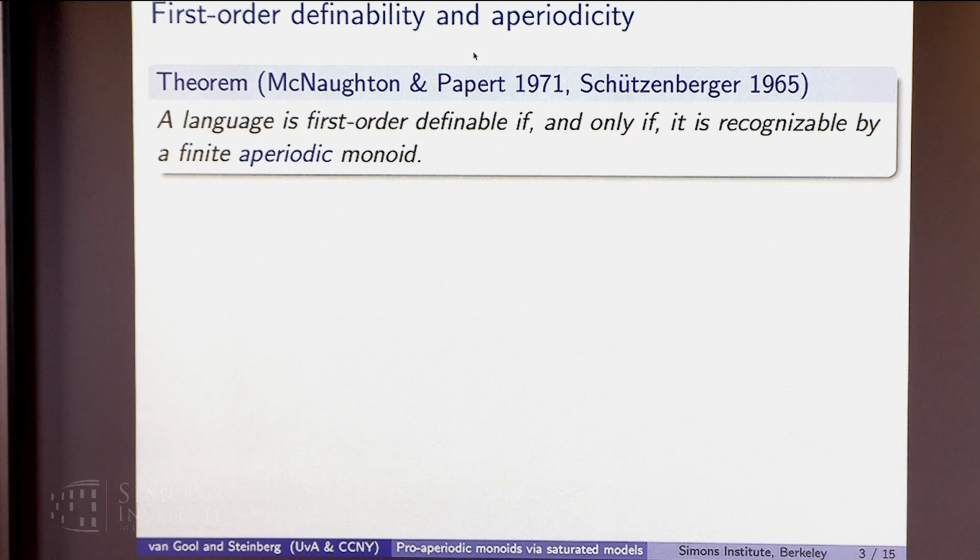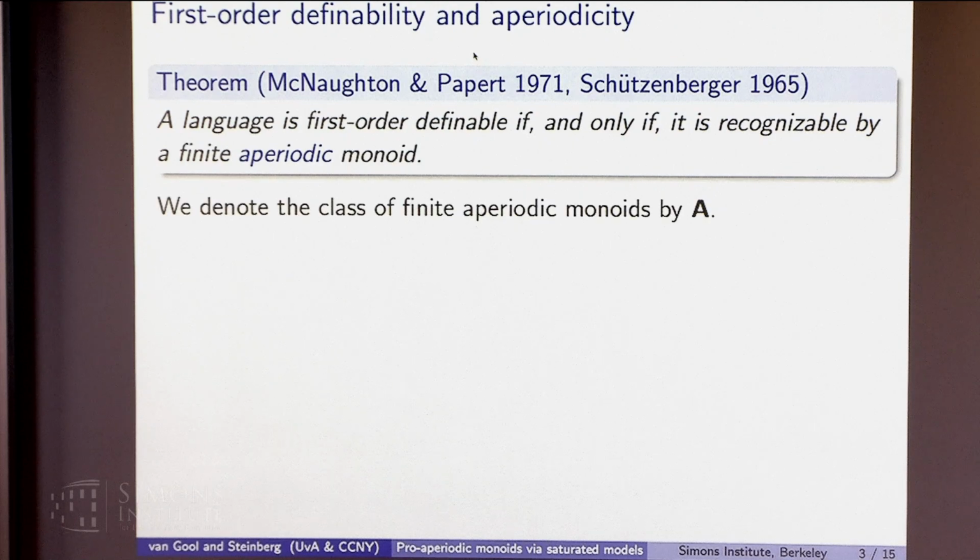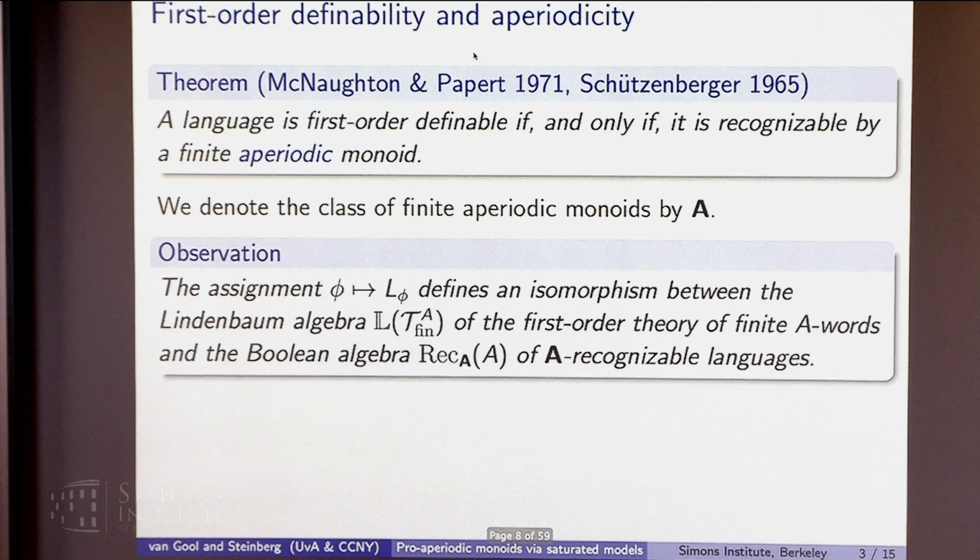So then there's this classical theorem that a language, I'm always talking here about languages of finite words, a language of finite words is first-order definable if and only if its syntactic monoid is finite and aperiodic. In other words, it's recognizable by a finite aperiodic monoid. I'll denote that class just by a boldface A.